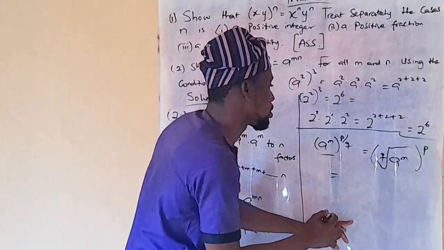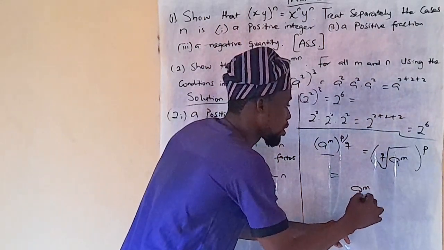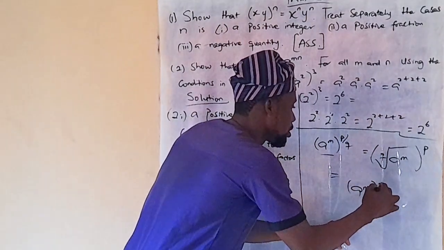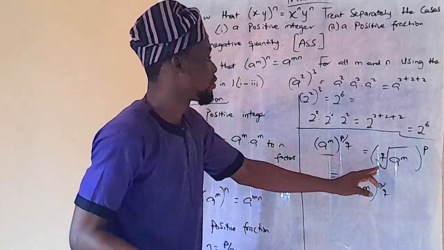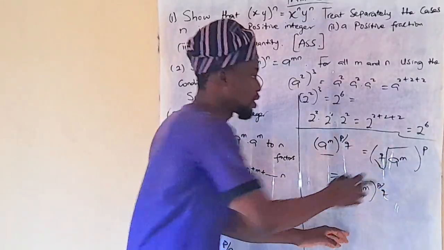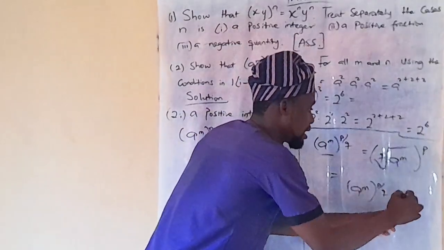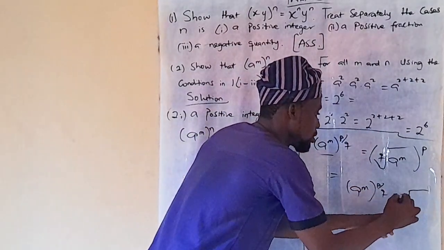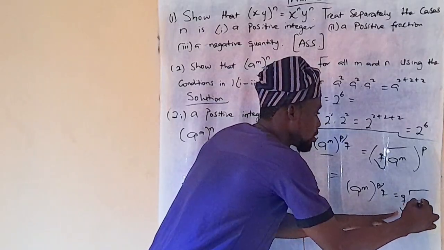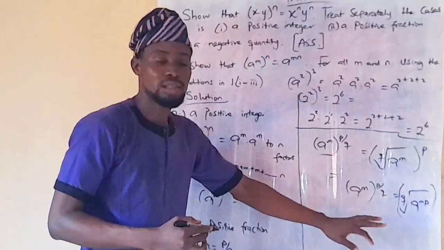At this point, I'm going to have it as a raised power m, all raised power p over q, if I convert it back. So I can either stop here or bring this one in because it's the same thing. That's going to be the square root, this is q here, of a raised power mp. Whichever, I'll get the same answer.